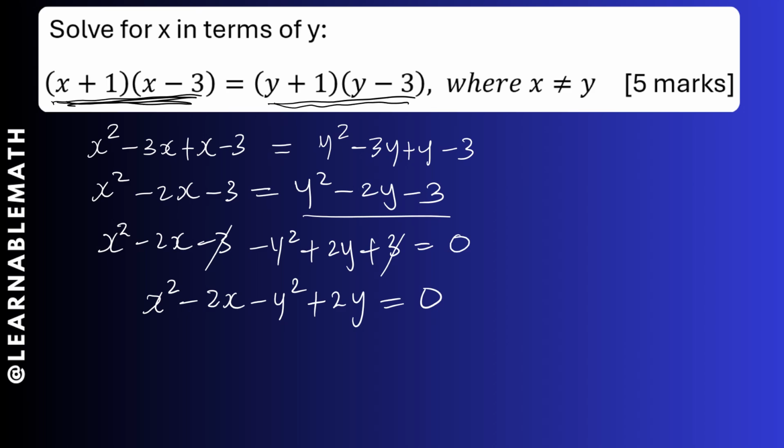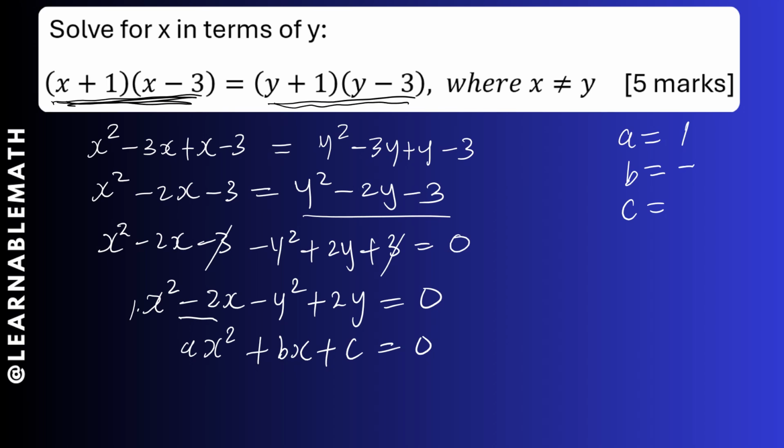And you can now see that you have a quadratic equation in the form ax squared plus bx plus c equals 0. So we have to outline what our a, b and c are. a is the coefficient of x squared, which in this case is 1. b is the coefficient of x, which in this case is minus 2. Then c is our constant, which in this case is negative y squared plus 2y. I can write it as 2y minus y squared, but it's just the same thing. I'm just starting with 2y.